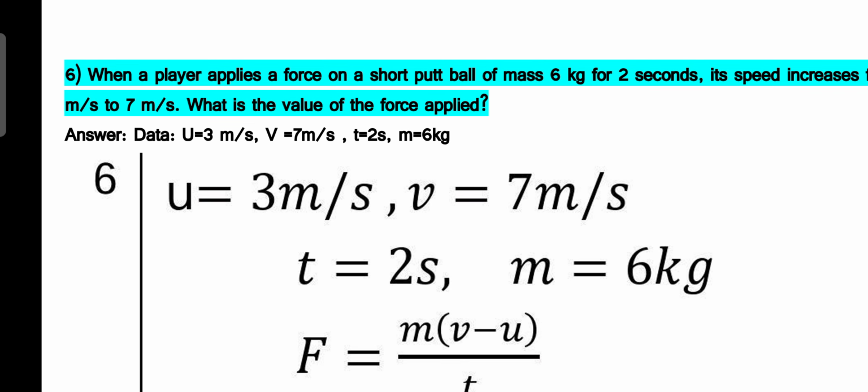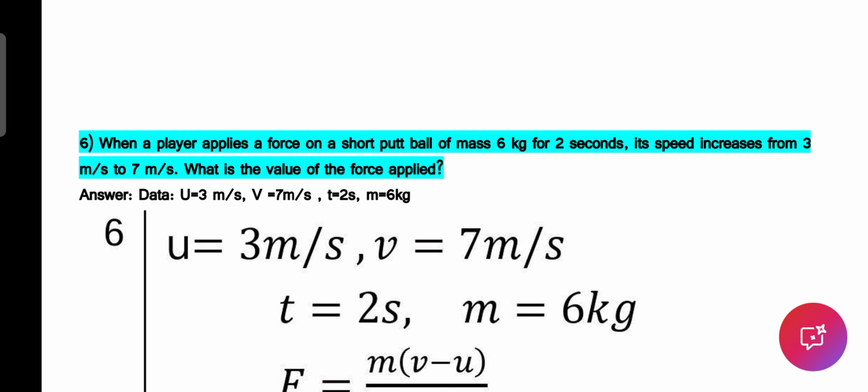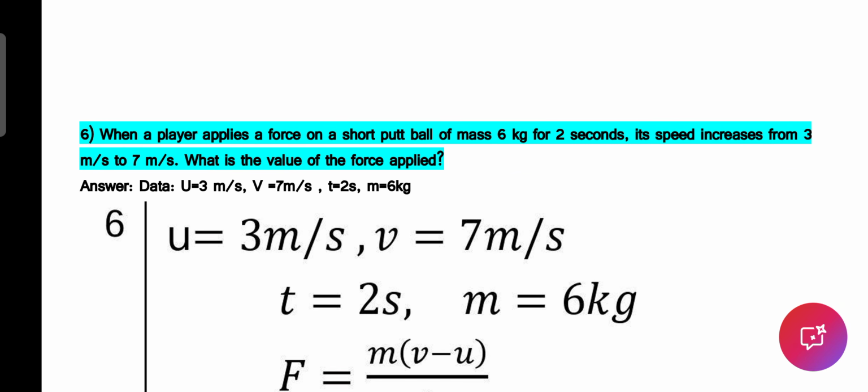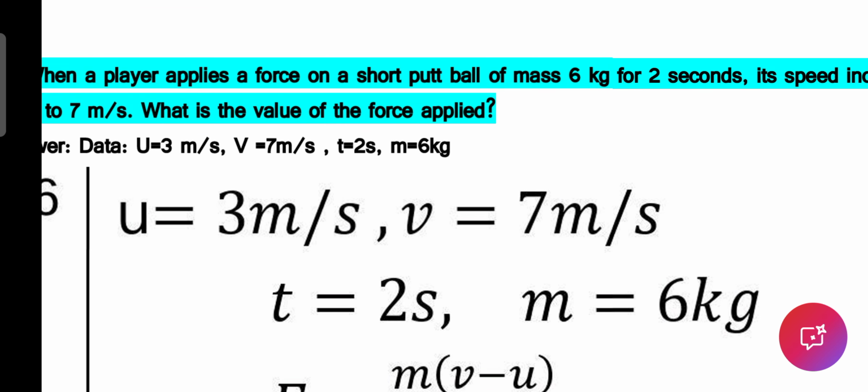Now C part. In the C part, the question will be like this. When a player applies a force on a shot put ball of mass 6 kg for 2 seconds, its speed increases from 3 meter per second to 7 meter per second. What is the value of the force applied? Now given values, we have to write. u is equal to 3 meter per second, v is equal to 7 meter per second, u is the initial velocity, v is the final velocity, t is time 2 seconds, mass is 6 kg.